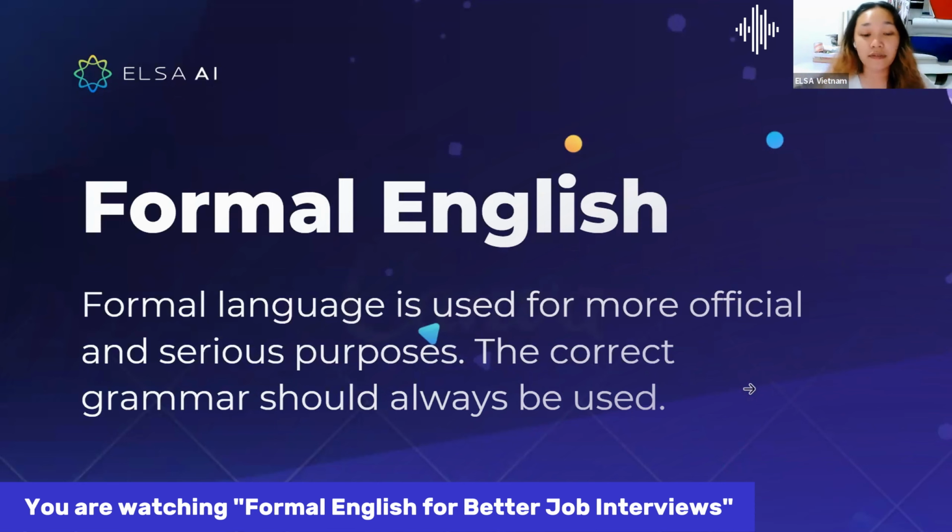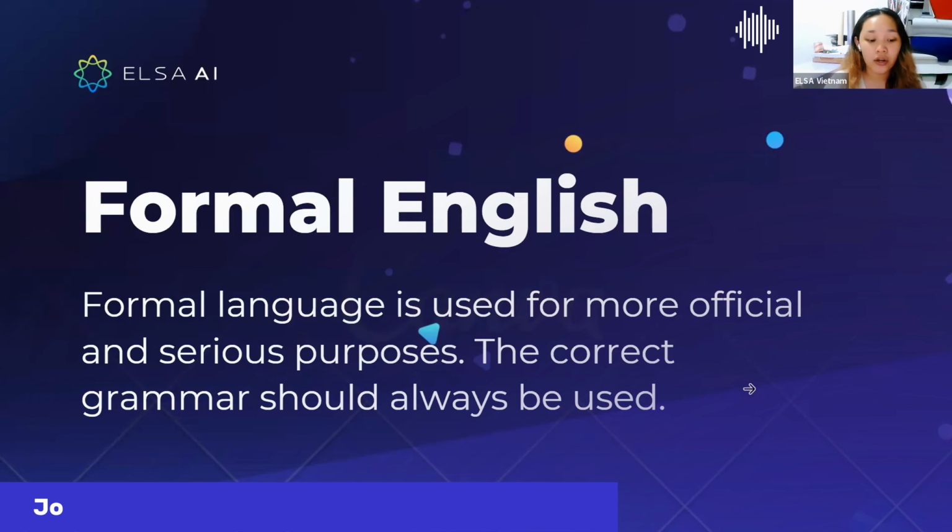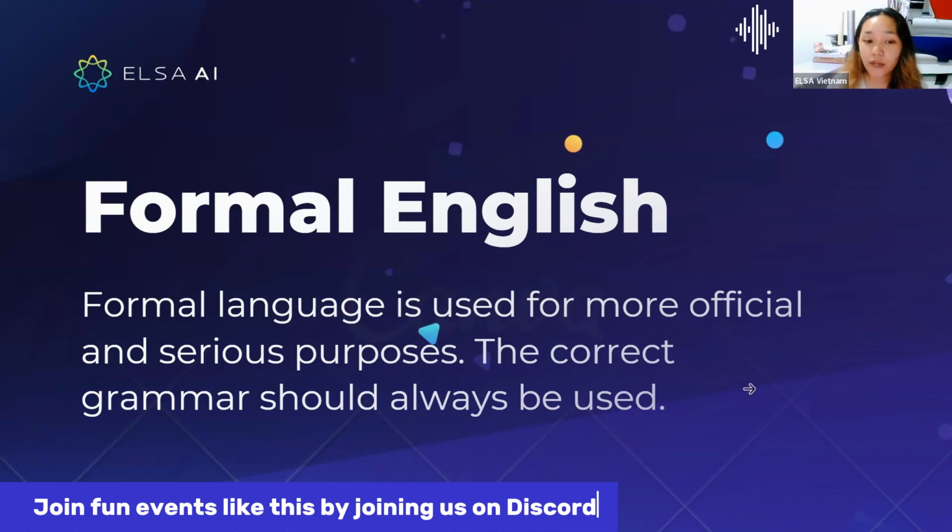Formal English is used for more official and serious purposes. The correct grammar should always be used. We have informal English, we have semi-formal English, and we also have formal English. Those are the three types of English when it comes to discussion on the business side, the corporate side, and in the workplace.